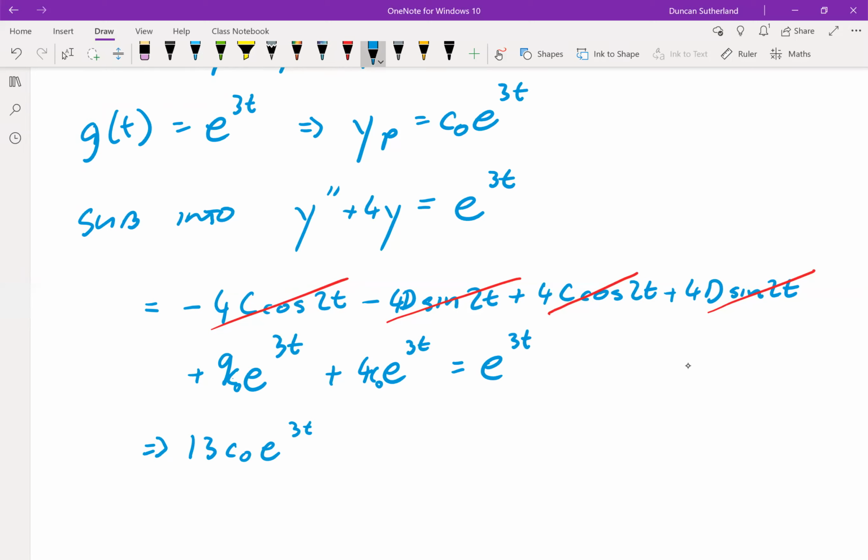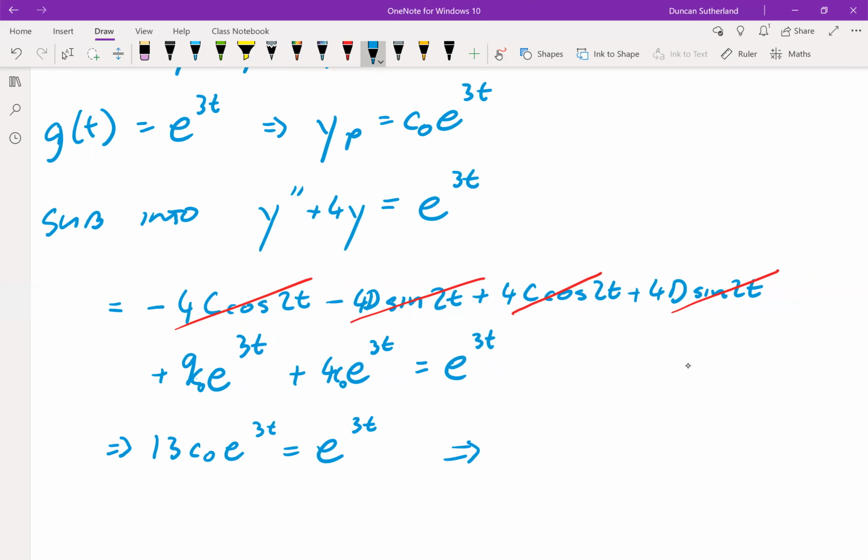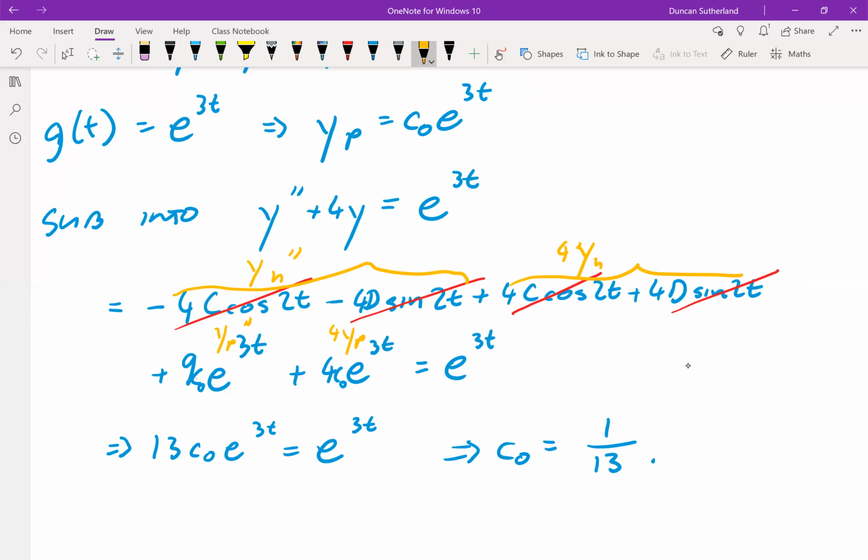And it's very easy to see that this is equal to, that C naught equals 1 over 13 in this case. So just to clarify this, this is YH double prime there. This is for YH. This is YP double prime. This is for YP. Okay, so you can see where all the bits are coming from.